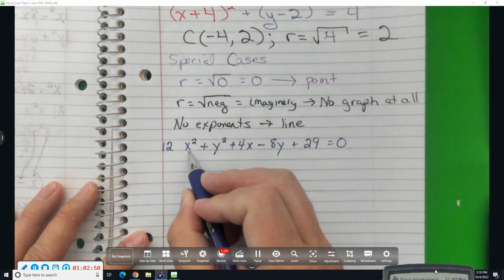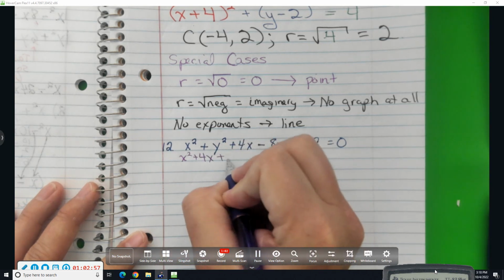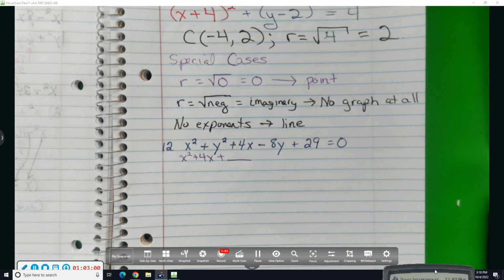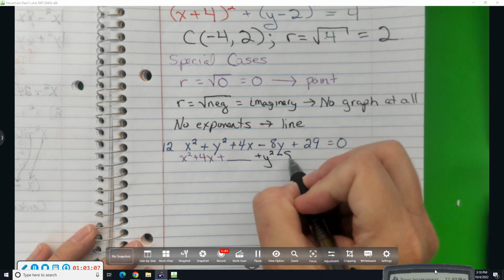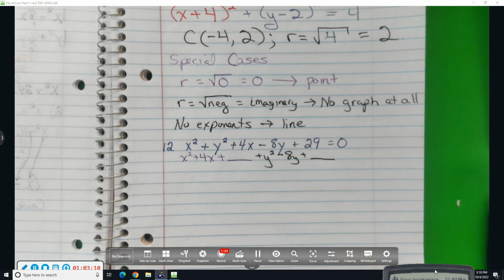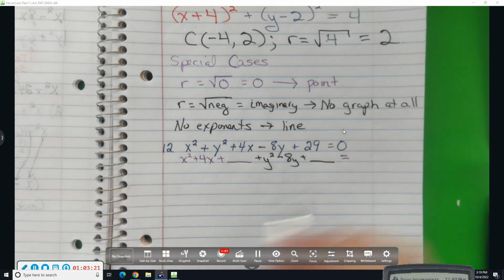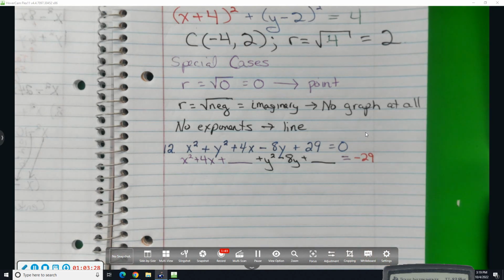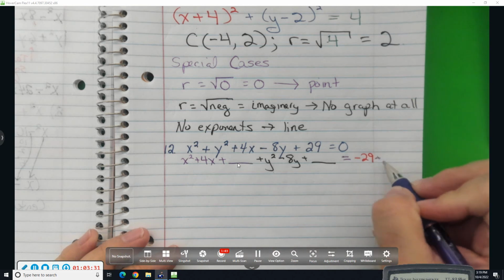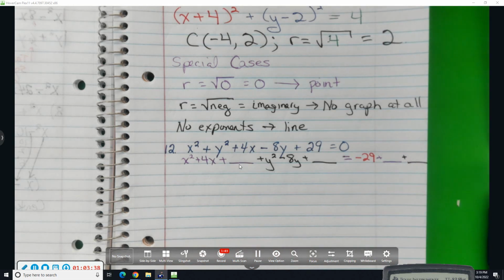I'm going to group the x terms together: x squared plus 4x plus, skip some space, and then I'm going to group my y terms together: y squared minus 8y plus, skip some space. What am I going to do with this 29? I'm going to subtract it and get it over here on the right-hand side, so that'll become a negative 29. And realize I'm going to have to add this purple number and the black number.